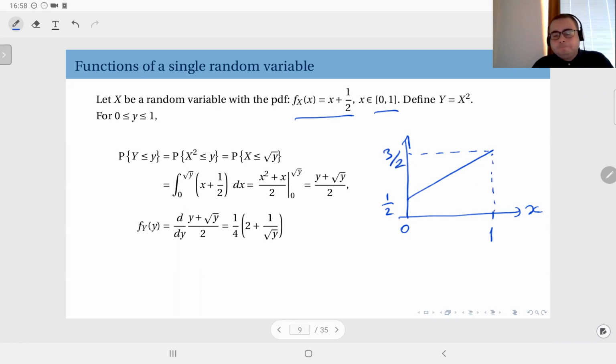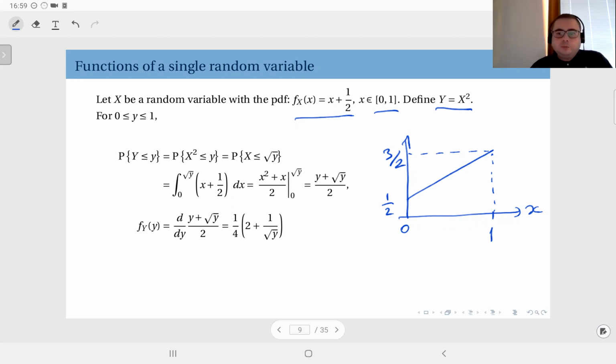The area below this PDF is obviously 1. And the random variable y is defined as the square of x. We would like to find the distribution of y. And here you see x is a number between 0 and 1, which gives me the domain of y also, because x will be between 0 and 1, and its square also will take a value between 0 and 1.